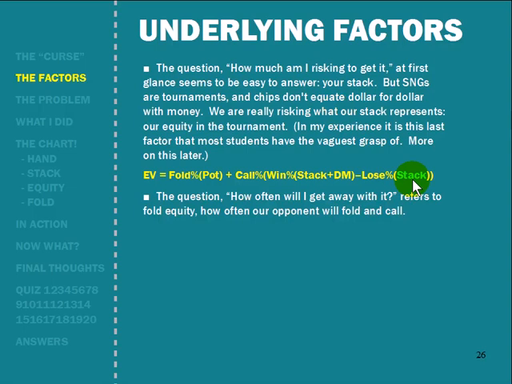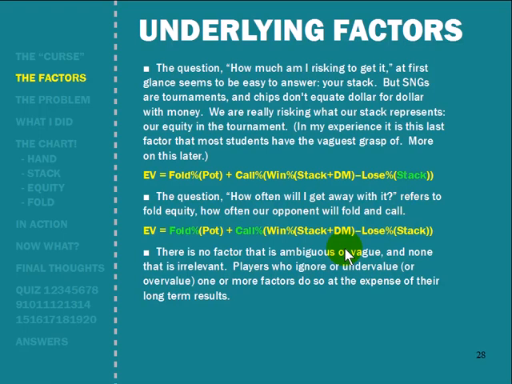I hope this one is obvious because it's the only one left and it makes sense. It refers to fold equity, how often our opponents will fold and call, and those are represented in the equation in the parts that are green: fold percentage and call percentage. So the point of my showing you this is not to give you an exhaustive presentation of these 4 topics, but just to show you that there is no factor that I indicated that is ambiguous or vague, and none of them are irrelevant.